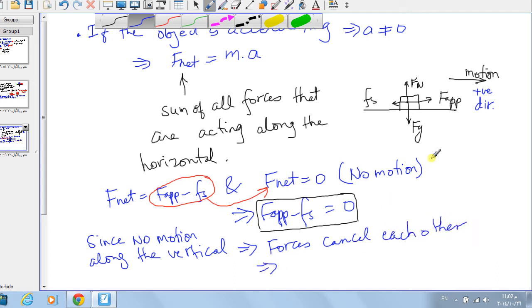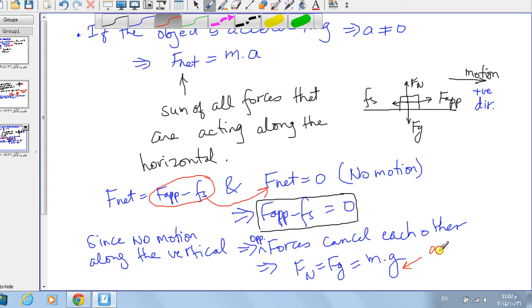So what does it mean? Opposite forces cancel each other. Here I should add opposite forces. Opposite forces cancel each other. In this case, N is equal to Fg, and you have to remember always that Fg is equal to m times g. You should never forget this, where g, what is g?